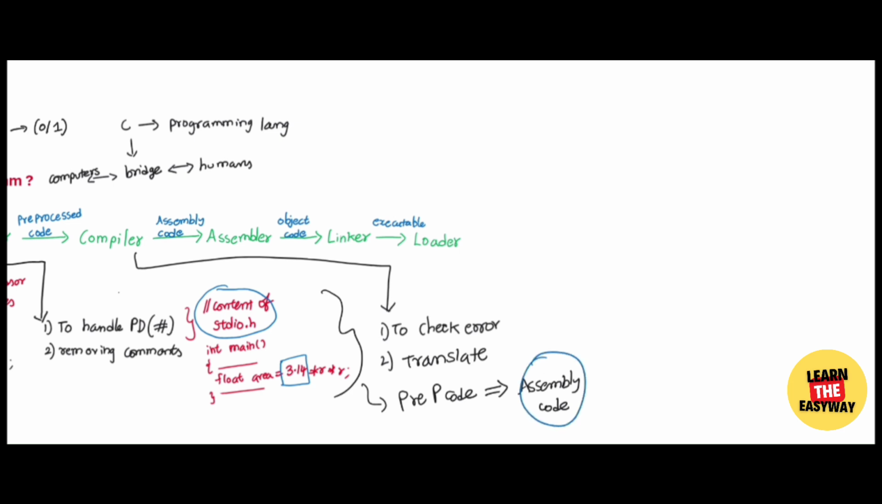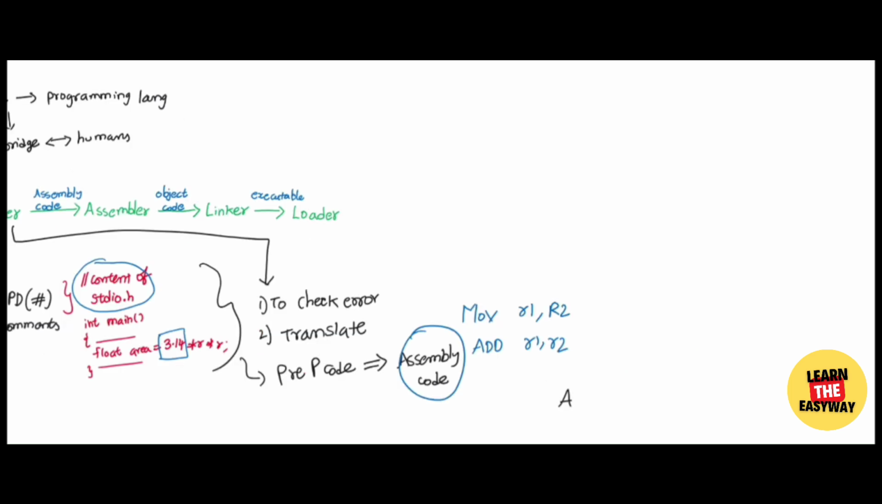This assembly code is a low-level, CPU-specific code. It means each C statement is broken down into simple CPU instructions. For example, those instructions will be like move the value of R1 into register R2 and add the values of the R1 and R2 registers. These are CPU-specific commands, but yet it is not the complete machine code. It is like a bridge between our C language and the machine code.